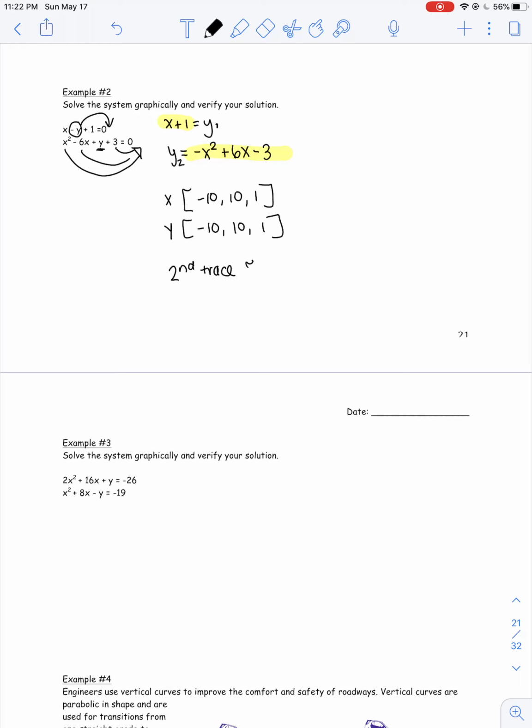And then we press second trace, number 5. We moved as close as we could to the intersection, and then we pressed enter 3 times. Okay, so we did that twice. So when you graph it, second trace, intersection, the first one we said was 1, 2. So you're going to write down the x and the y coordinate. And we have to find the second one by doing the exact same thing, second trace, number 5.